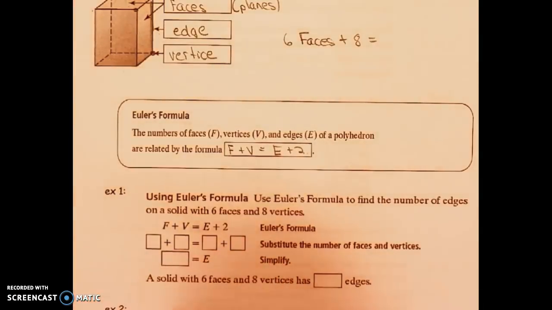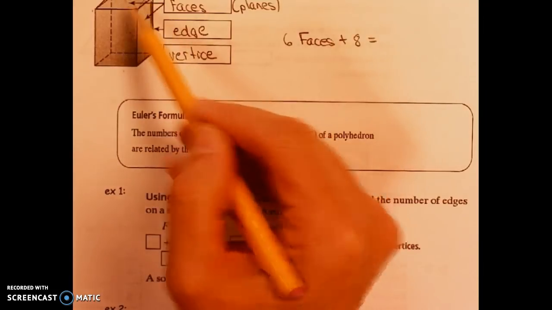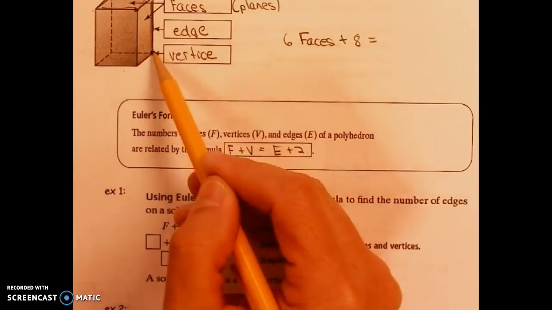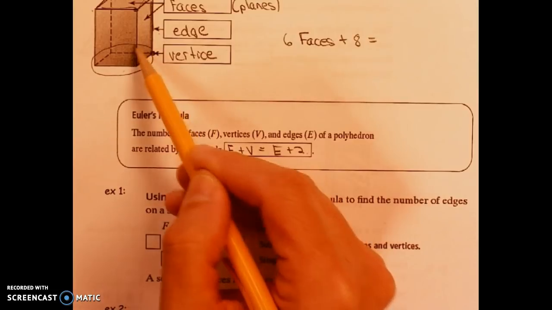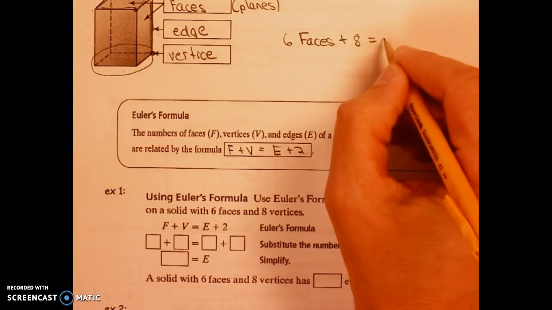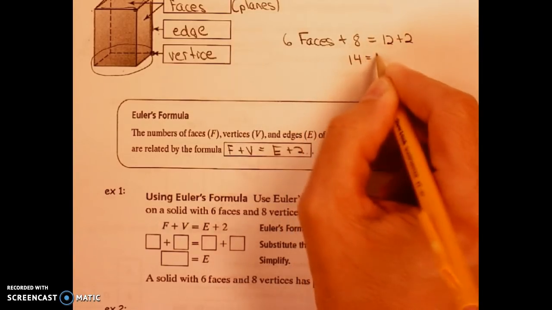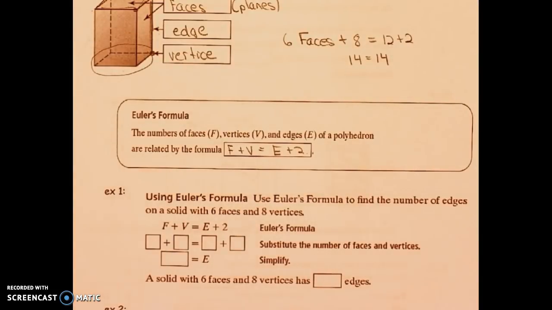And again, we want to try and count this in some organized manner. If you take a look at the top, we've got 4 edges here. You've got another 4 down in here, and then you have another 4 here. So if you take a look, that's 3 times 4, which is 12 plus 2. And if you notice, 14 does equal 14.